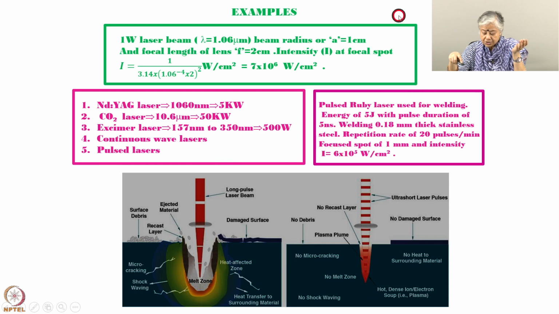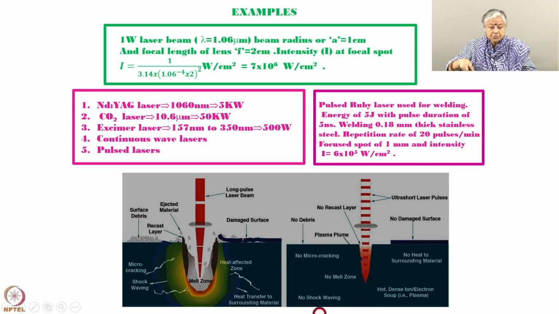Energy of 5 joules with pulse duration of 3 nanoseconds, welding of 0.18 mm thick stainless steel plate, and it has a repetition of 20 pulses per minute, and it is focused to a spot of 1 mm, and the intensity is around 10 to the power 3 watts per centimeter square. Just to give an example of this.